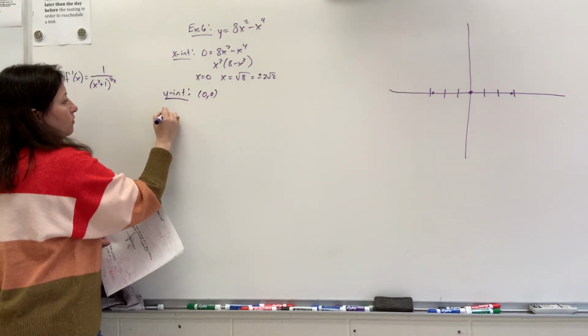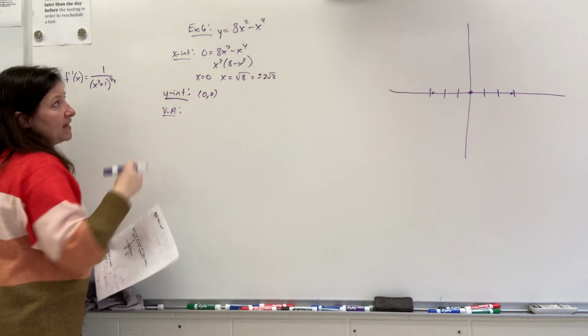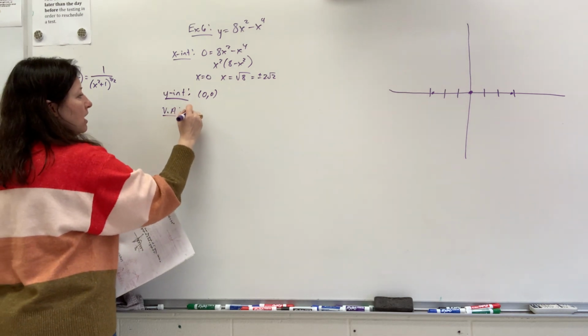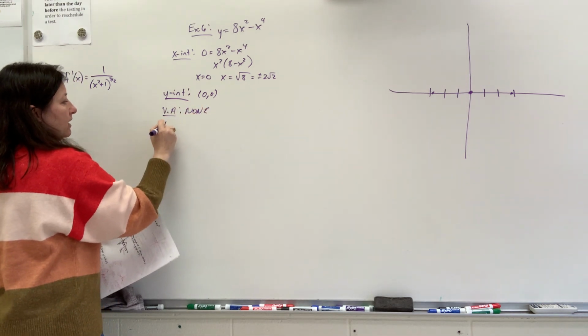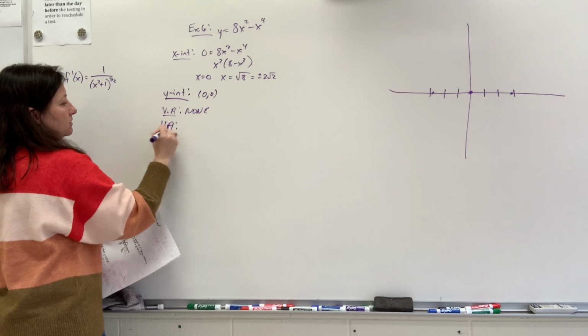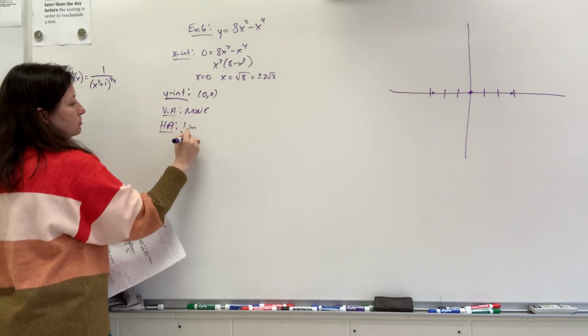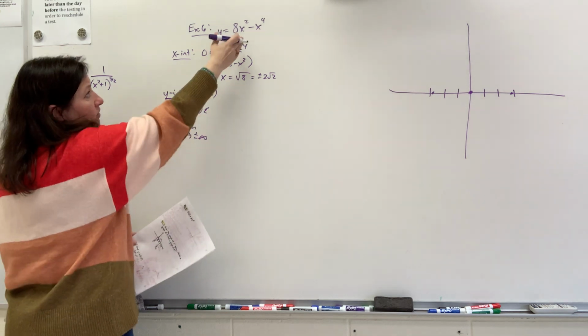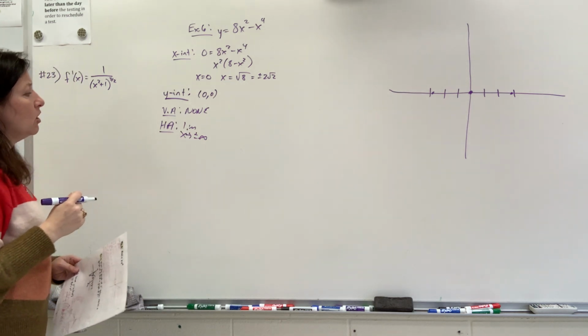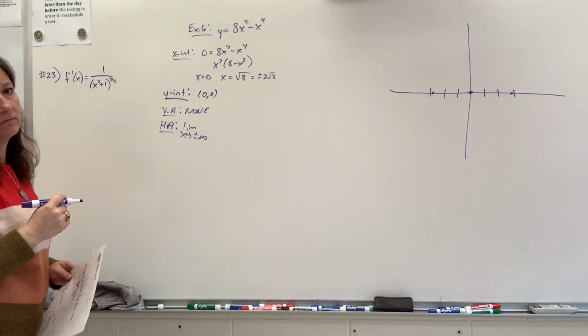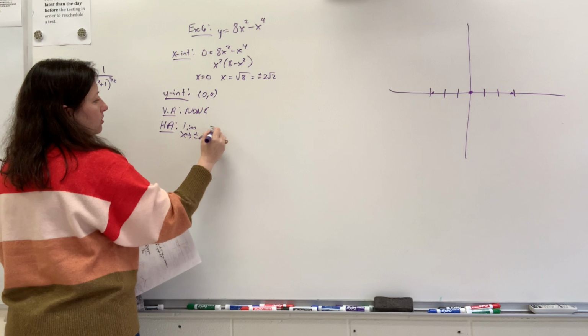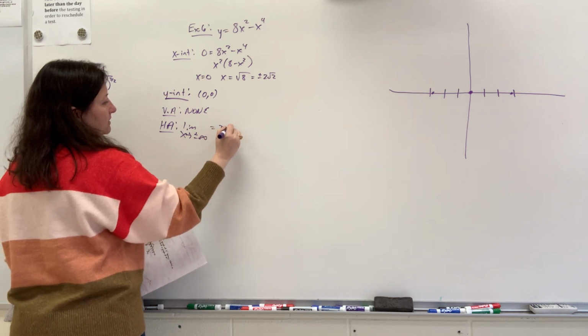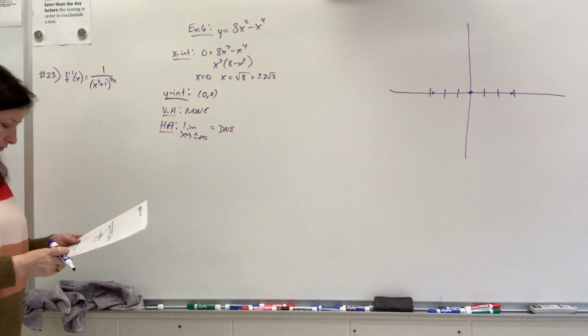Now I need vertical asymptotes. Is there anything that makes this undefined? No, so there are none and there's no holes. How do I get horizontal asymptotes? I find the limit as x approaches positive or negative infinity. Or if I plug in bigger and bigger numbers, what is that function going to do? It's just going to get bigger and bigger and bigger. So there is no limit, which means there are no horizontal asymptotes.